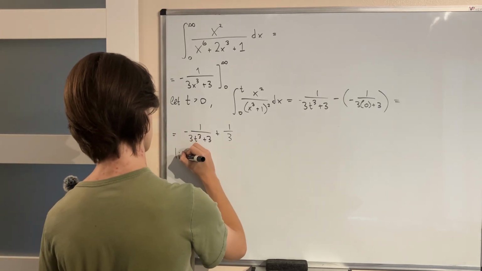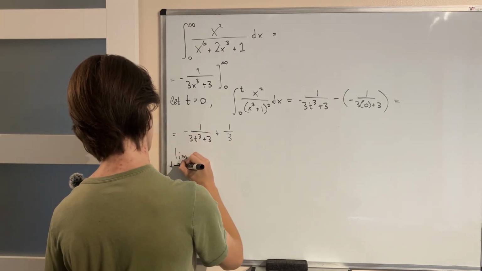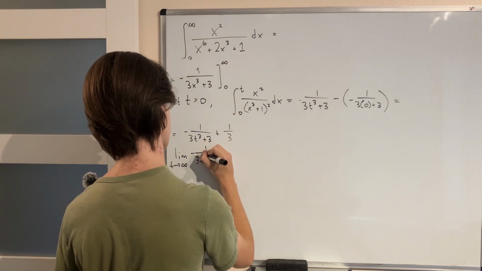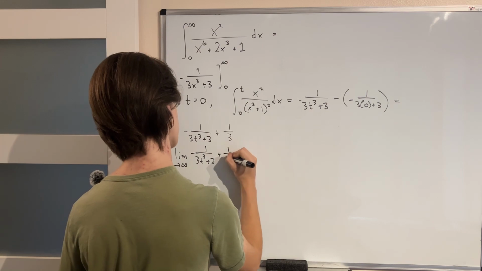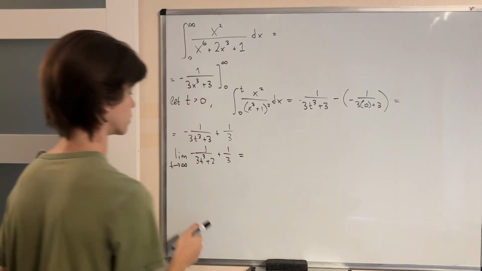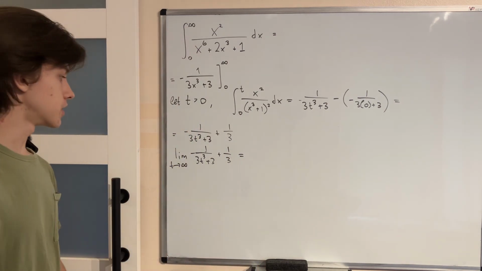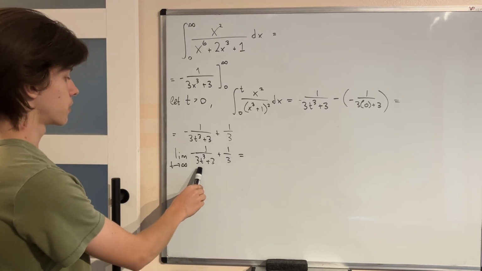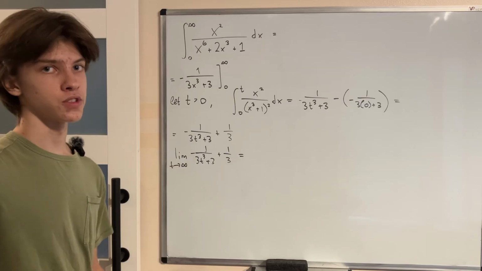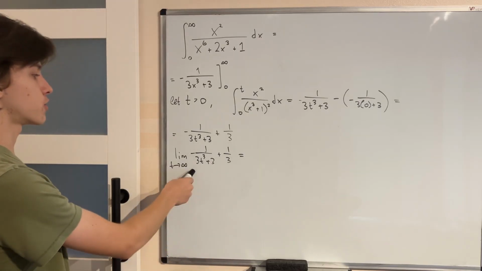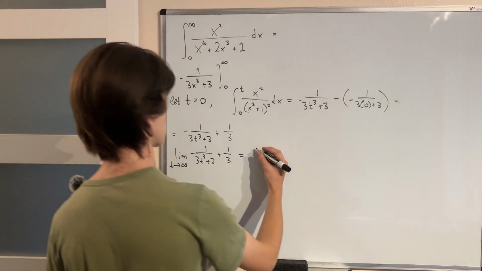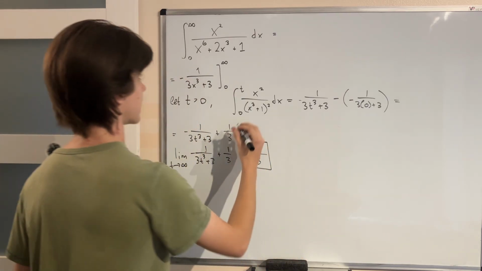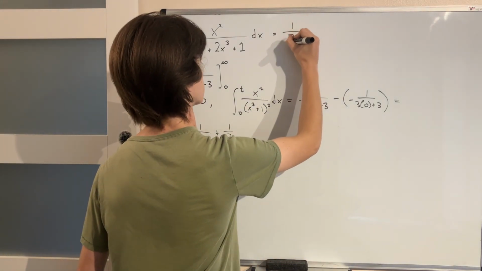The limit as t approaches infinity of what we evaluated is right here, negative 1 over 3t cubed plus 3, plus 1/3. Well, notice this first part right here. We can use the sum of the limits, of course, but this first part in the sum is going to approach 0. As t gets bigger and bigger, this fraction approaches 0. And so this limit is just equal to 1/3. And that is going to be the answer to our integral.